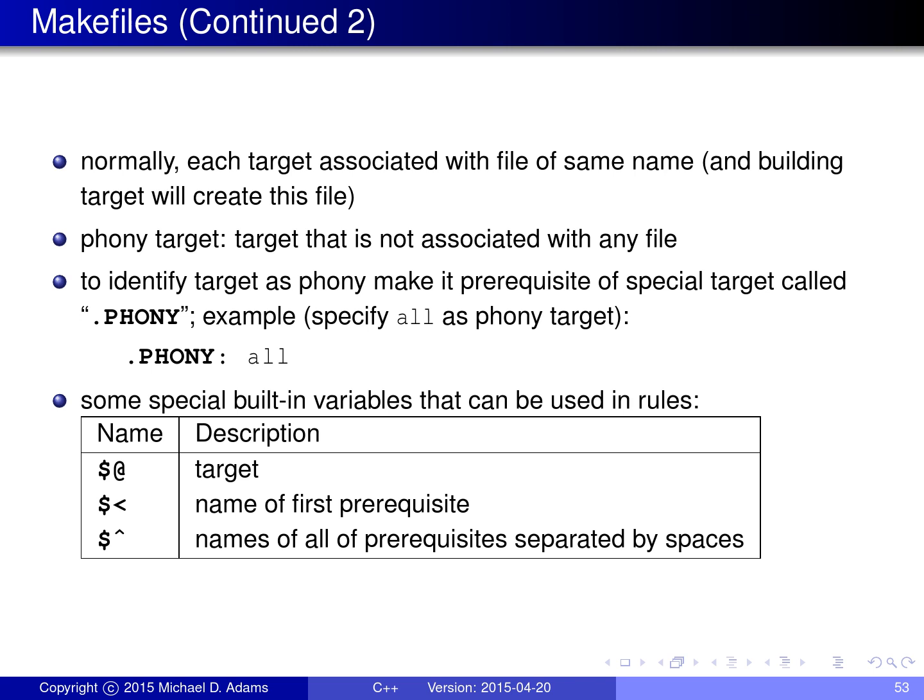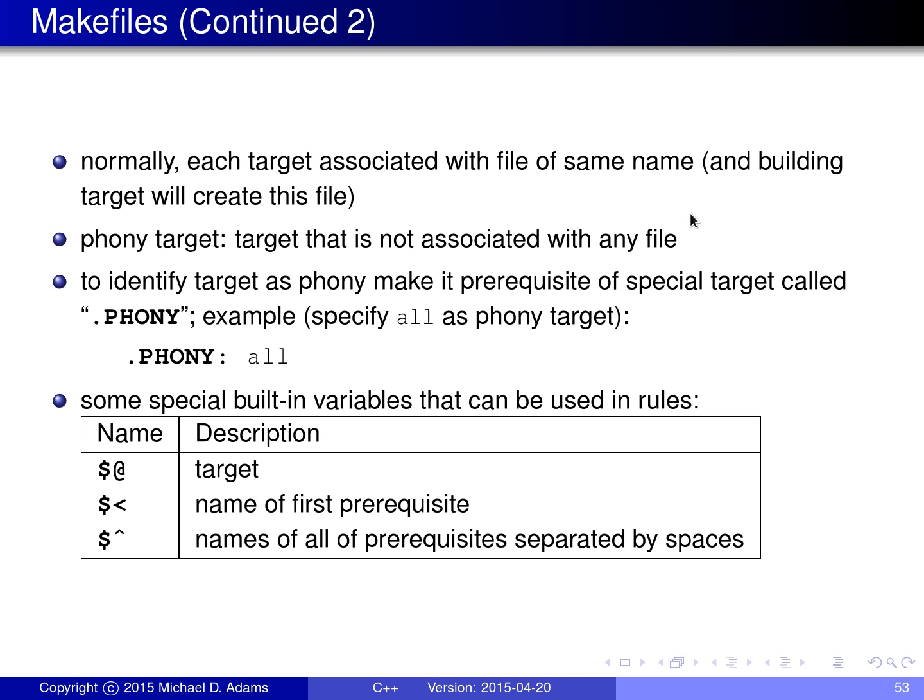A target in a Makefile is normally associated with a file of the same name, and then building the target will create that corresponding file. So for example, if I have a makefile that defines a target called X, and then I build that target X, normally this would create a file called X. However, sometimes we don't want a target to be associated with any file, so that when we build the target, it doesn't necessarily create a file that has the same name as the target.